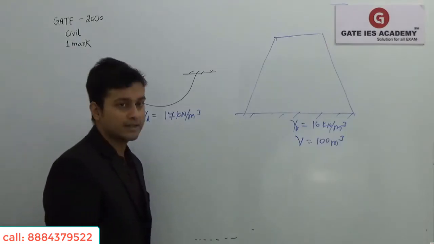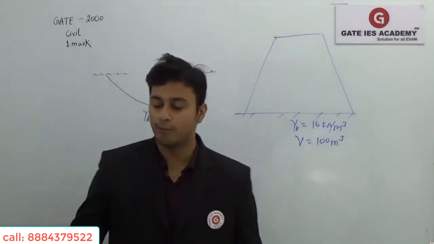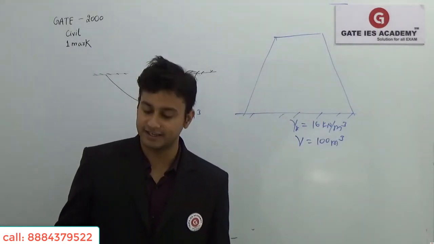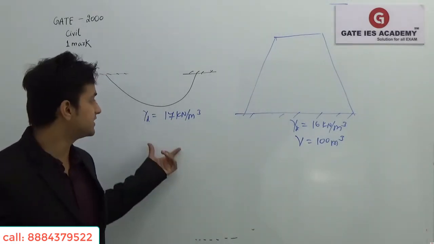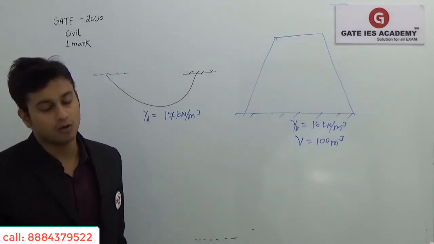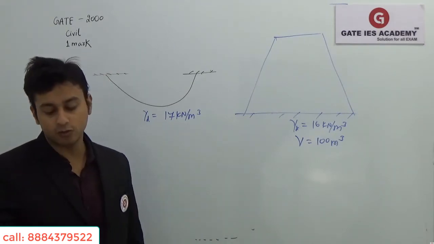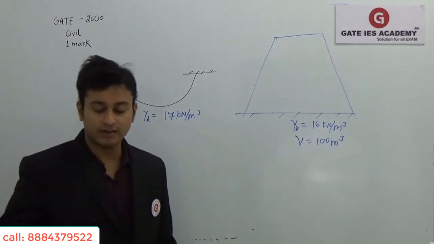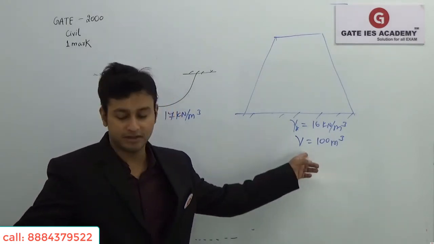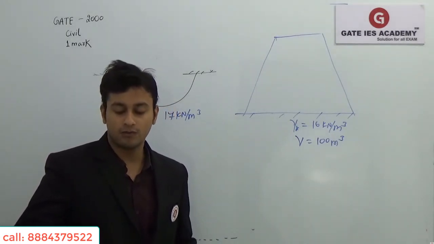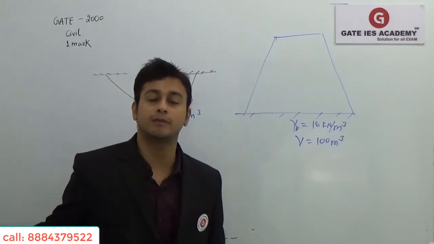Okay students, the next problem is a borrow pit problem. The question says that a borrow pit has soil of dry density 17 kilonewton per meter cube. How many meter cubes of this soil will be required to construct an embankment of 100 meter cube volume with a dry density of 16 kilonewton per meter cube?